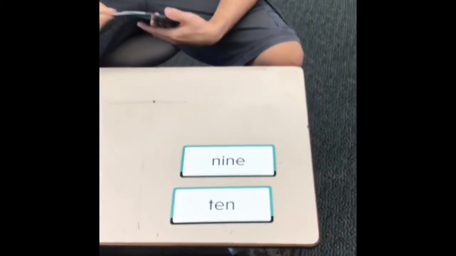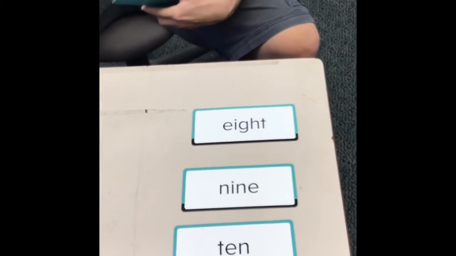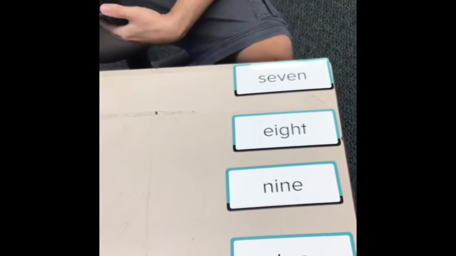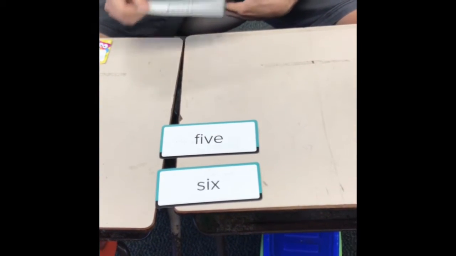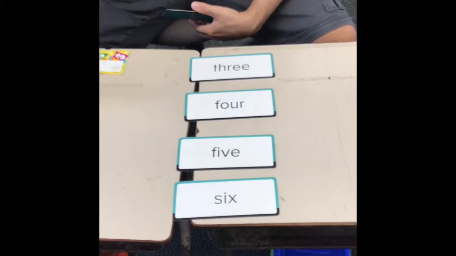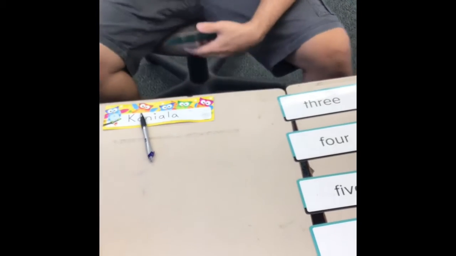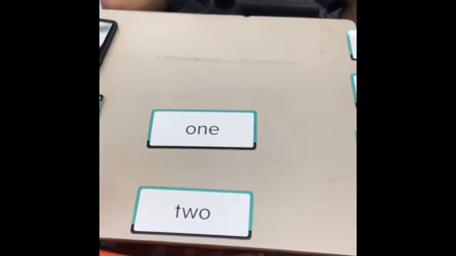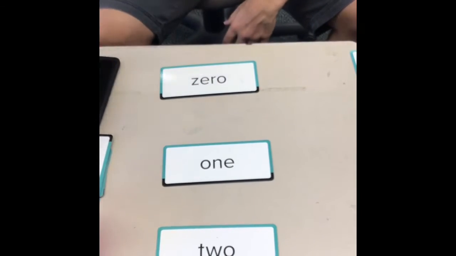9, 8, 7. Let me see if I can give myself enough room. 6, 5, 4, 3, 2, 1 and 0. So those are all the numbers that we're working with.